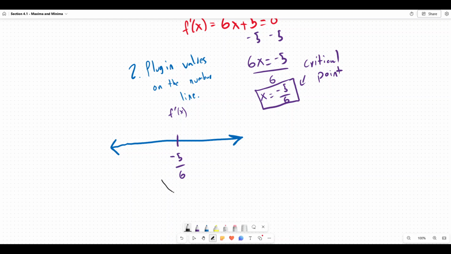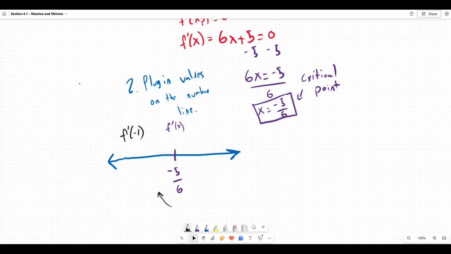Let's go something to the left. You know, this is almost negative 1. So let's do f prime of negative 1. As a reminder, f prime is 6x plus 5. This would be 6 times negative 1 plus 5. Negative 6 plus 5 equals negative 1. The slope is negative, so we know that this whole interval is decreasing. So it's decreasing from negative infinity to negative 5/6.